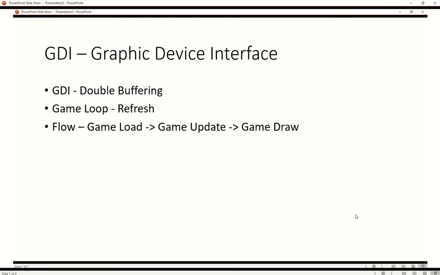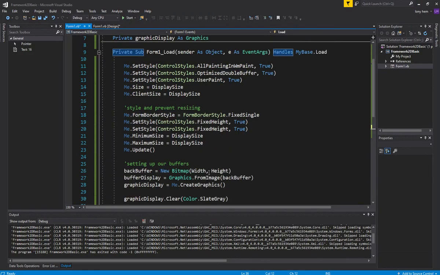So in our last video, we got our GDI double buffering set up, and we want to get that working. So we want to create a game loop where we can do our frame updates, and then also set up our flow for our project. We want our game load, our game update, our game draw. So let's get started.